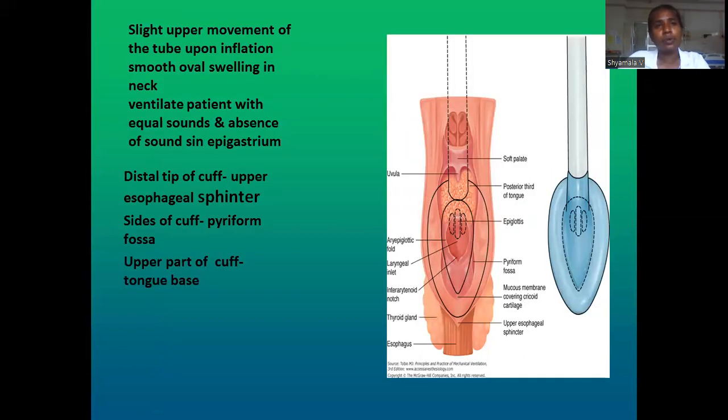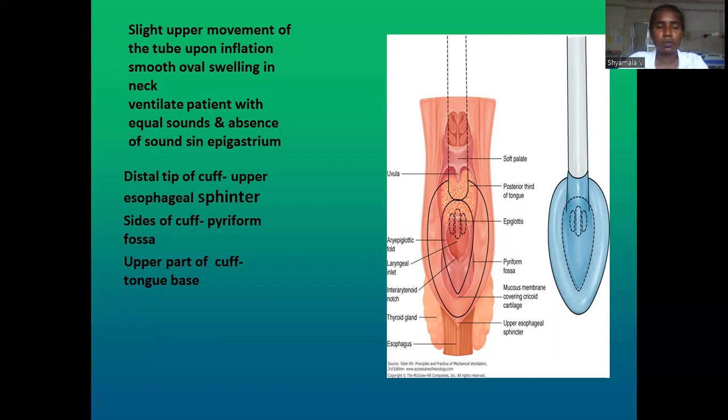Then there is a slight upward movement of the tube upon inflation. So once you have put the tube and inflated, you will note a small upward movement of the tube. Also you will feel a smooth oval shaped swelling in the neck. Ventilate the patient and listen for equal sounds on both sides, and there should be absence of sound in the epigastric region.